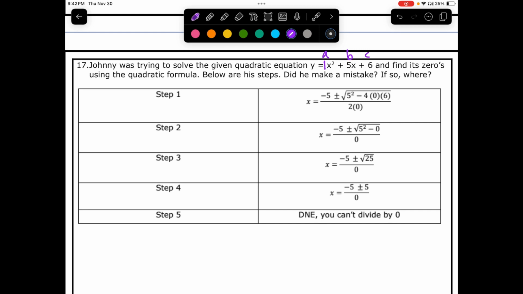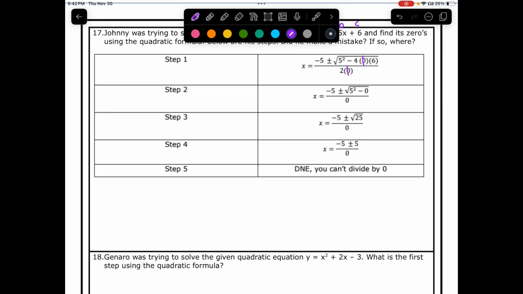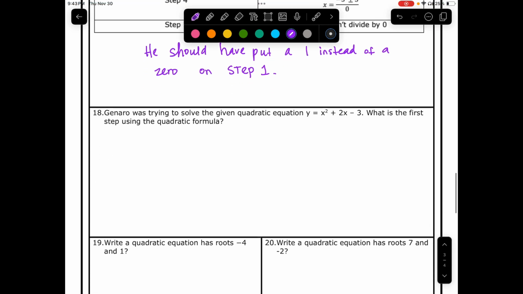And right away, I see in step 1, he did not use the correct value for A. I guess he assumed since X did not have a number in front of it that it was 0, but that was supposed to be a 1. Number 18. Go ahead and give it a shot.